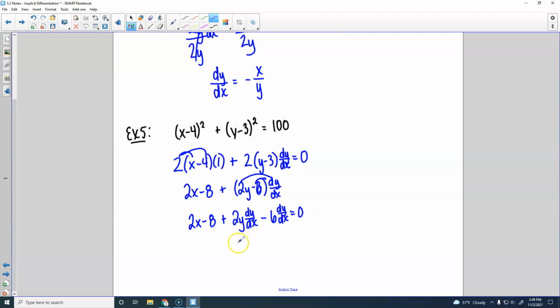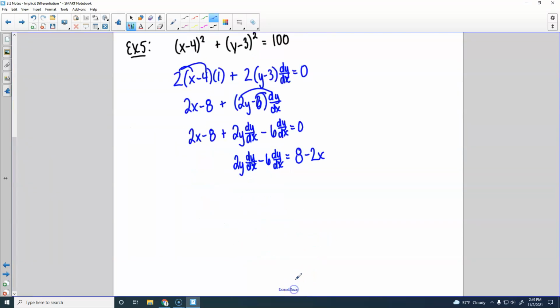Yep, the 2x and the 8 are going to go to the other side, so we got 2y dy/dx minus 6 dy/dx equals, I'm going to put that positive 8 first and the negative 2x second, but you could do negative 2x plus 8.